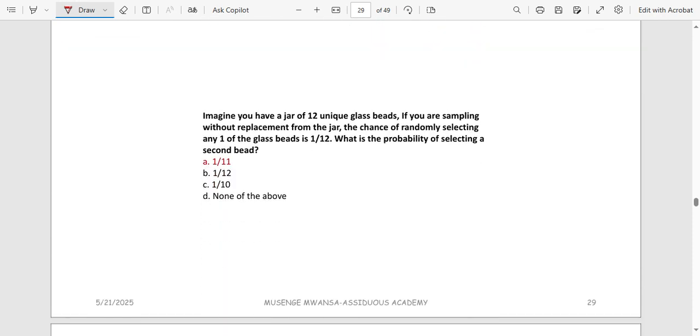The next one is saying, imagine you have a jar of 12 unique glass beads. If you are sampling without replacement from the jar, the chance of randomly selecting any one of the glass beads is 1 out of 12. What is the probability of selecting a second bead? Remember, we have got 12 beads. You are sampling without replacement, so don't put back. So since you have got 12 of them, if you sample the first one, you remove one. The chance, of course, of sampling is 1 out of 12. But the probability of selecting a second one will now be out of 11 because you've removed one at the beginning. So it will now be 1 out of 11, because the total has now dropped.